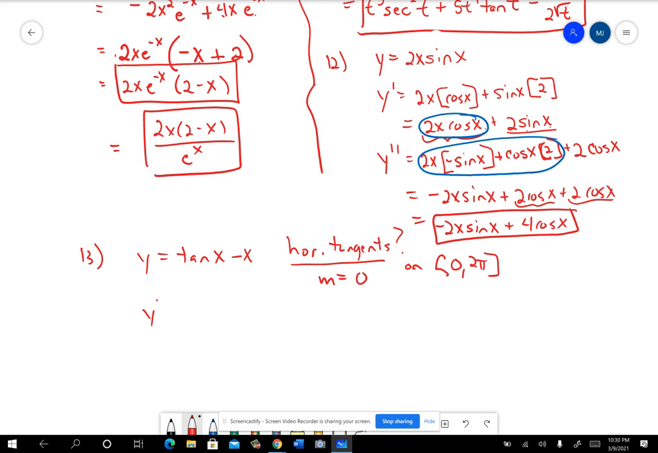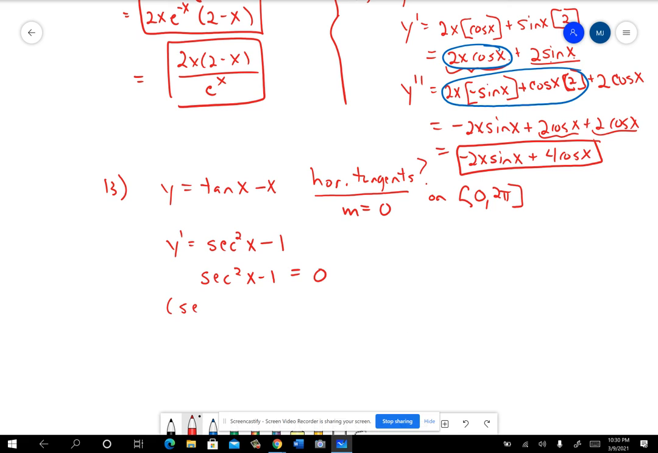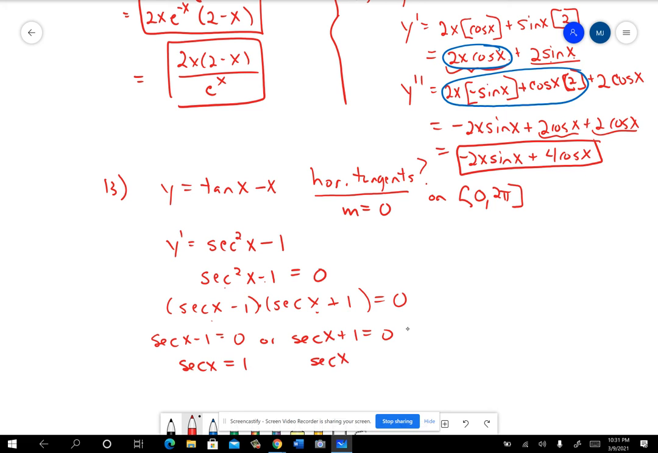I've got my y, I need my y prime. So the derivative of tangent is secant squared. Okay, the derivative of negative x is negative 1. So I want to find out where that equals 0. And so you've got options, but I'm a factorer, so I like to factor that. Secant x minus 1, secant x plus 1. When you FOIL that back out, you'd get secant squared x minus 1. And then for two things to multiply to be 0, either one of them has to be 0 or the other one would have to be 0. So either secant x equals 1 or it equals negative 1.